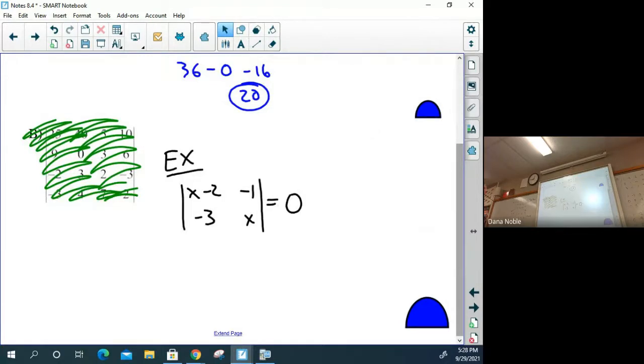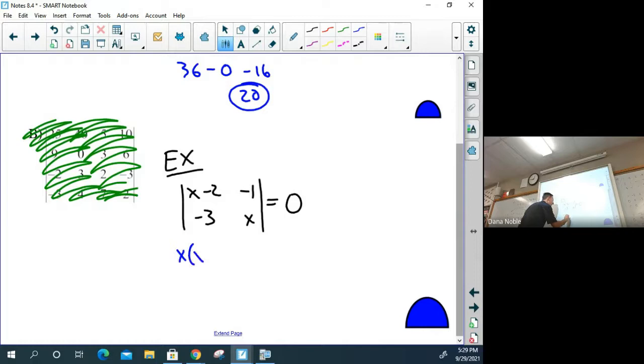You can see that we have the determinant of x minus 2, negative 1, negative 3, and x, and it has to equal 0. So we're telling you the value of the determinant, but we're not telling you the numbers within the determinant. So we apply the same methodology. We're going to do AD minus BC. X multiplied by x minus 2 minus, don't forget it's always minus between, negative 3 times negative 1. And that must equal 0.